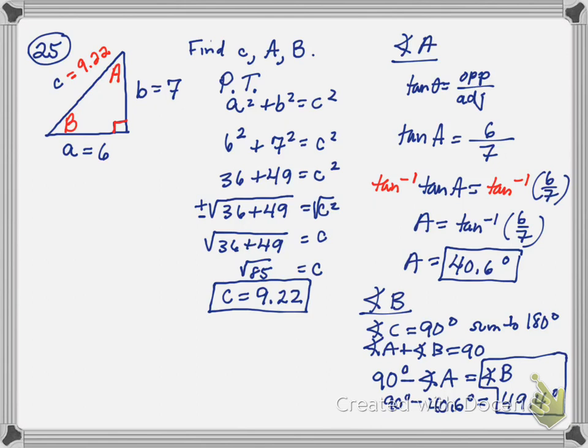So we just established the answer, and we can check it, because if I add 40.6 plus 49.4, I should get 90 degrees. And I know that it's okay. All right, and that's it for number 25.